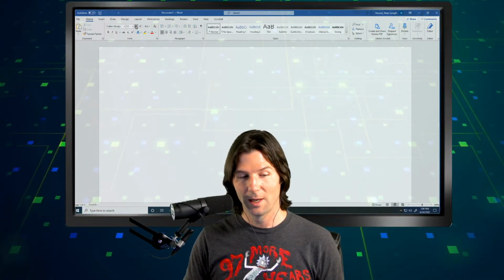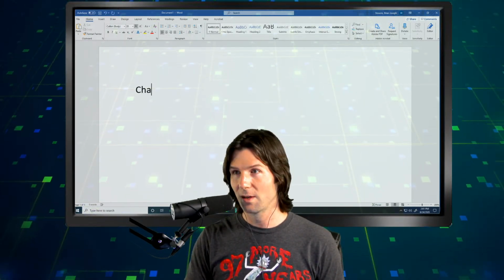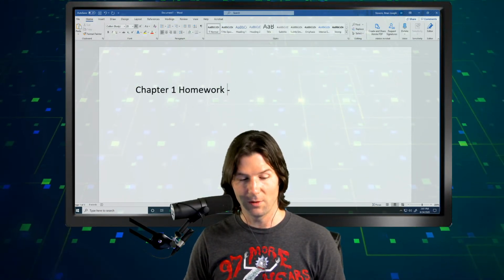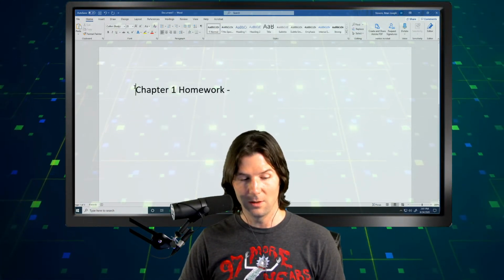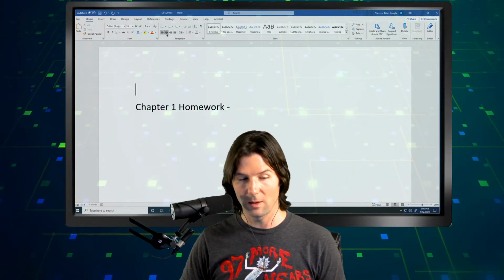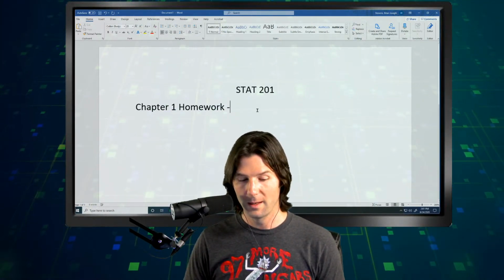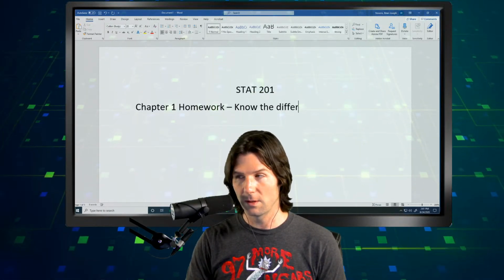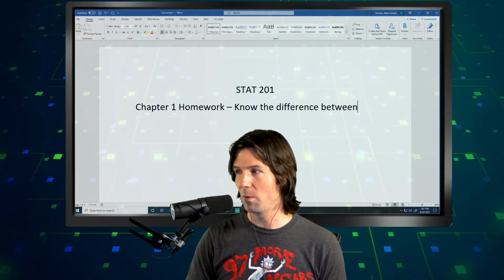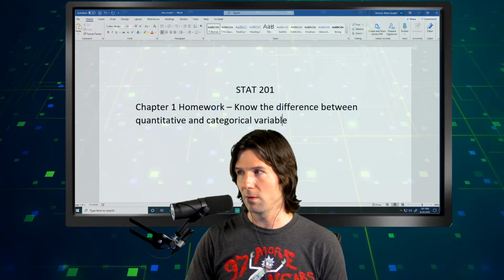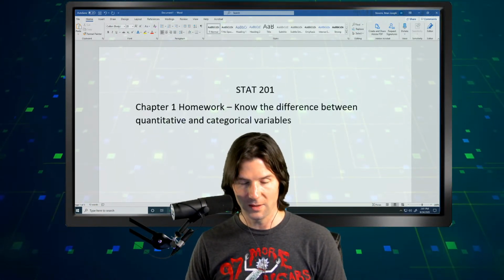I might just write it out. Chapter 1 homework, this is for Stat 201, I should definitely make reference to that. So, Stat 201: know the difference between quantitative and categorical variables. And I could probably open up the assignment right here.